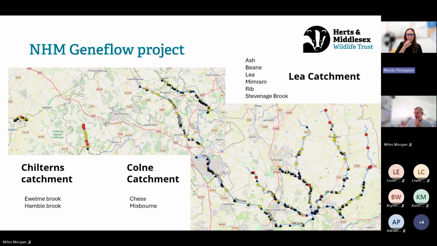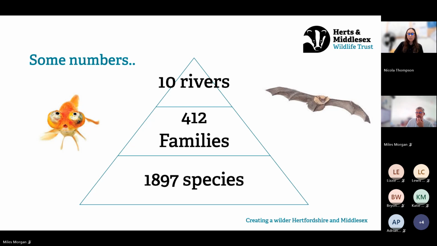So from all of those environmental DNA samples, we found 412 different families and a whopping 1,897 species, which was really quite cool. And we also found not just riverine species, we found terrestrial species as well, which was quite exciting.